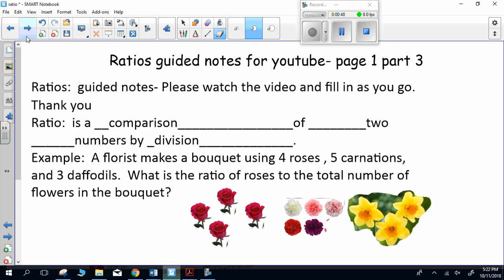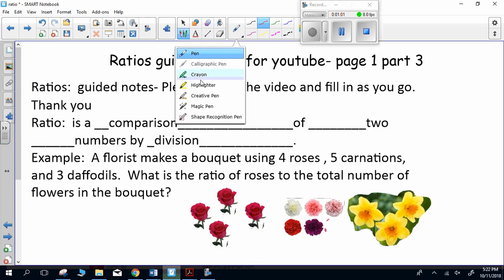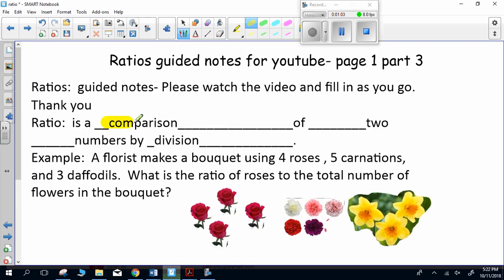So please fill in the missing words from the song that you have on your paper. All right, and then next slide. So it says ratio guided notes. You're going to watch this video and fill these in. So a ratio is a comparison. So please write the word comparison of two numbers by division. So a ratio is a comparison of two numbers by division.